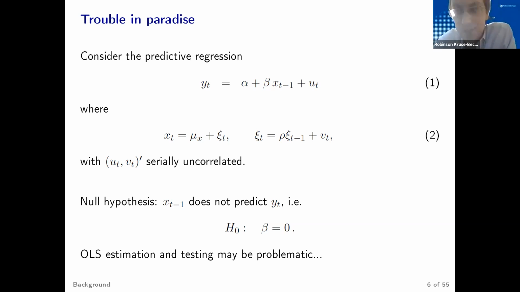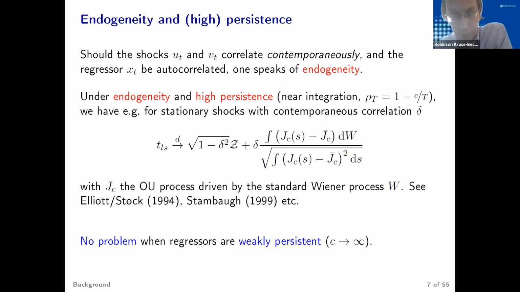So what is the null hypothesis of interest? Well, of course, we want to know whether this predictor X helps in any case for predicting y_t. It's quite well known that OLS estimation and testing might be problematic. Why is that? Because of this contemporaneous relation between the regression disturbance and the predictor innovation. This is coined endogeneity. And later we will also see instruments.